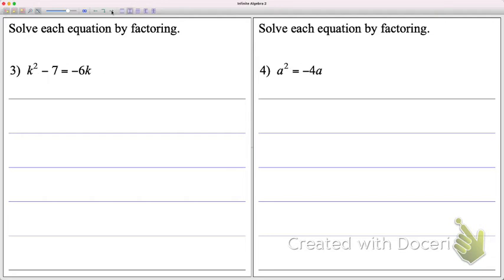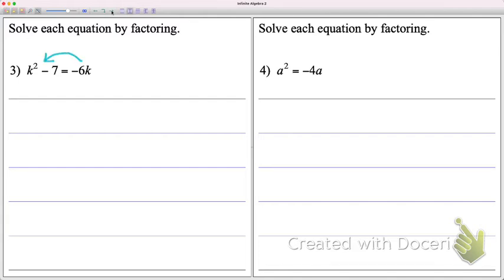Okay, so number 3, k squared minus 7 minus 6k. What is the first thing I need to do, Bladen? That's different. It is different. What is the first thing I have to do, though? Make it 0. So I'm going to move the negative 6k over. So how do I do that?